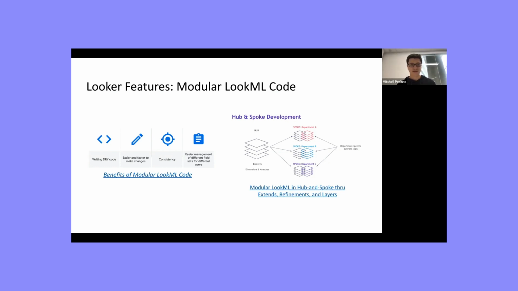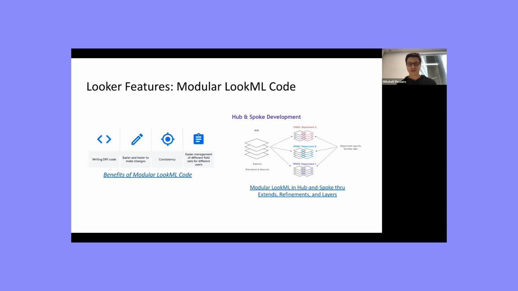You don't have to copy and paste joins or do anything like that. It's way easier and faster to make changes. Your code will be way more consistent, and it's a lot easier to manage the customization and personalization that's happening in those spoke or domain projects. On the right-hand side here, this is a visualization of hub and spoke that I found. Coincidentally, it's actually the Assurance logo colors, which is great. I didn't make this though. It's from the linked article, modular LookML in hub and spoke.